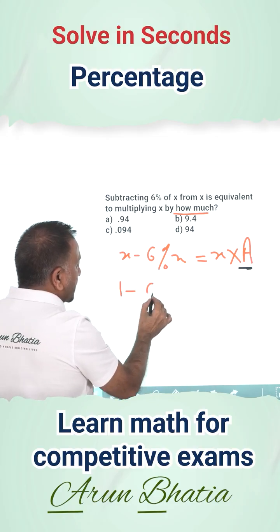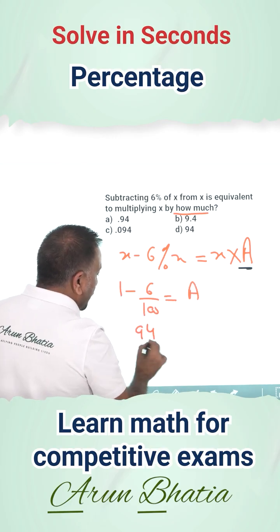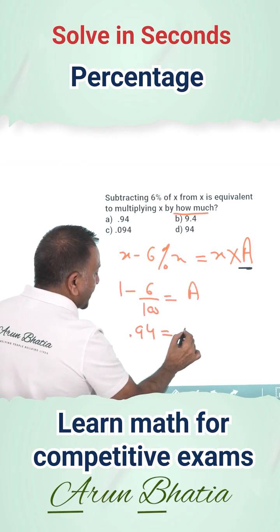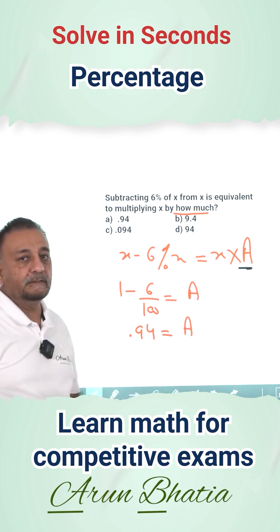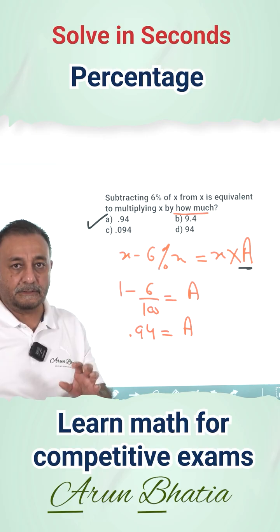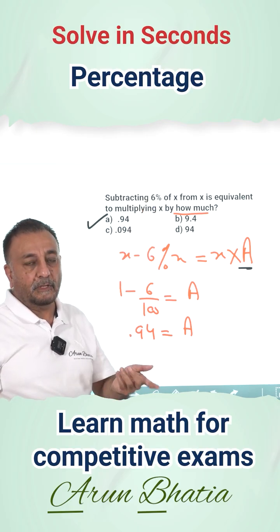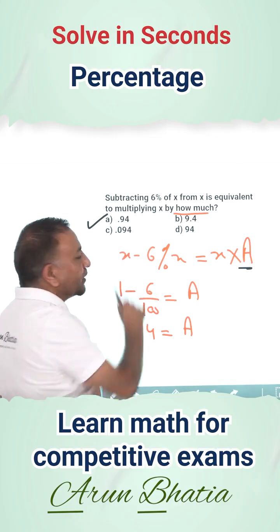It becomes 1 minus 6 by 100 is equal to A. This means 94 by 100. That means the answer is 0.94. Where is the answer? This is the answer. The easier way is to subtract 6 from 100. That is 94 upon 100, which is 0.94. This is the easier way.